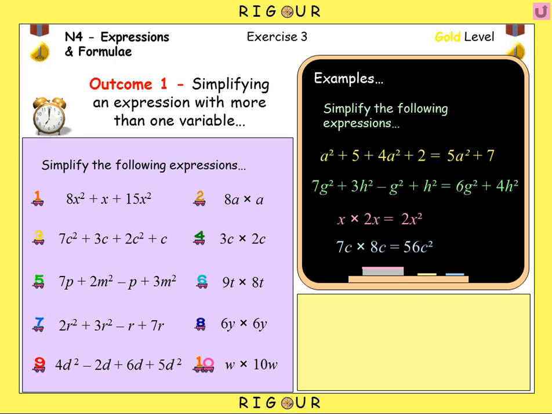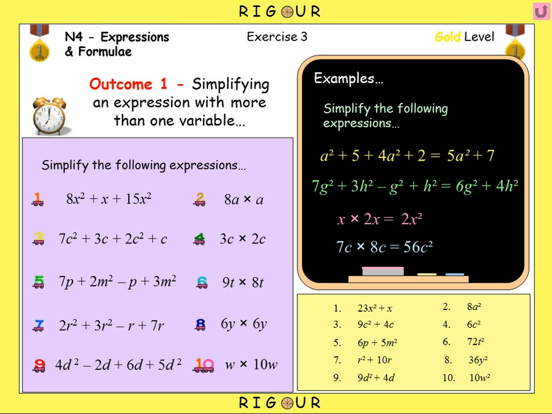So number 1, you can only add the x squared and then the x's separately. So number 1 is going to be 23x squared plus x. Second one is going to be 8a squared. Number 3, 9c squared add 4c. Number 4, 6c squared. Number 5, 6p add 5m squared. Number 6, 72t squared. Number 7, r squared add 10r. Number 8, 36y squared. Number 9, 9d squared add 4d. And number 10, 10w squared.